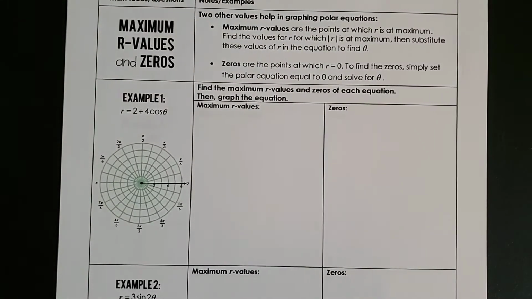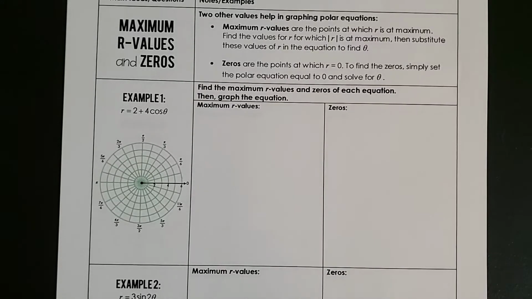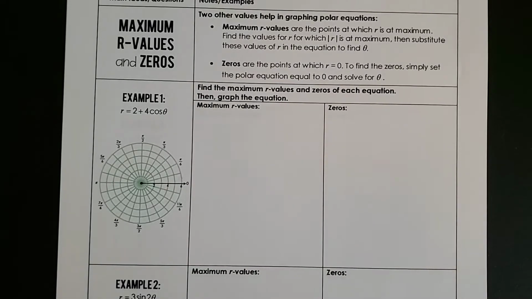So our similarity tests that we used last week are going to come into play. We're not going to apply them today, but that is one tool to help us look at the graphs. And today we're going to be looking at the tool of maximum, minimum, R values, and zeros. So grab your notebook or your printout of the notes. We're going to look at two examples together, and then you're going to get to finish the examples for homework.